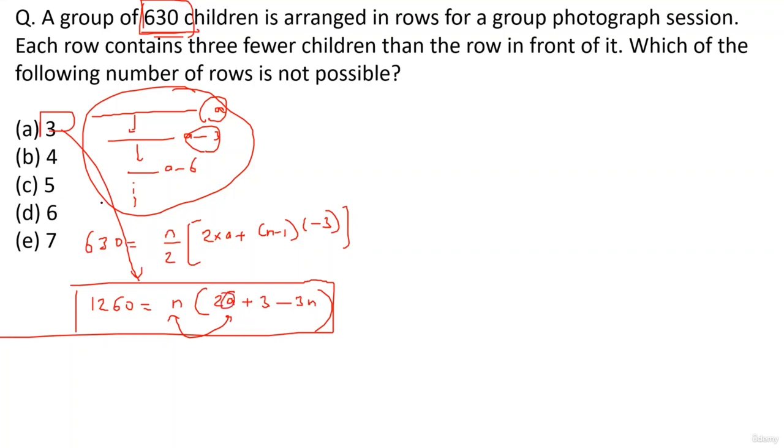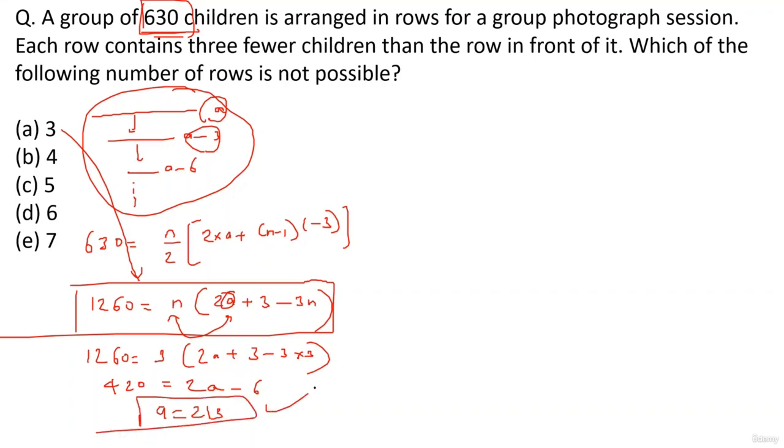I will demonstrate. Suppose I'm considering the first option right now. As per the first option, the number of rows is how much? 3. So I'll substitute n is equal to 3 in this equation and check what the value of a comes out to be. 1260 is 3 into 2a plus 3 minus 3 into 3. So 3 4s are 12, 3 2s are 6, 420 is equal to 2a minus 9 plus 3, which is minus 6. So 426 is 2a. A will be 213. We got an integral value of a, 213.